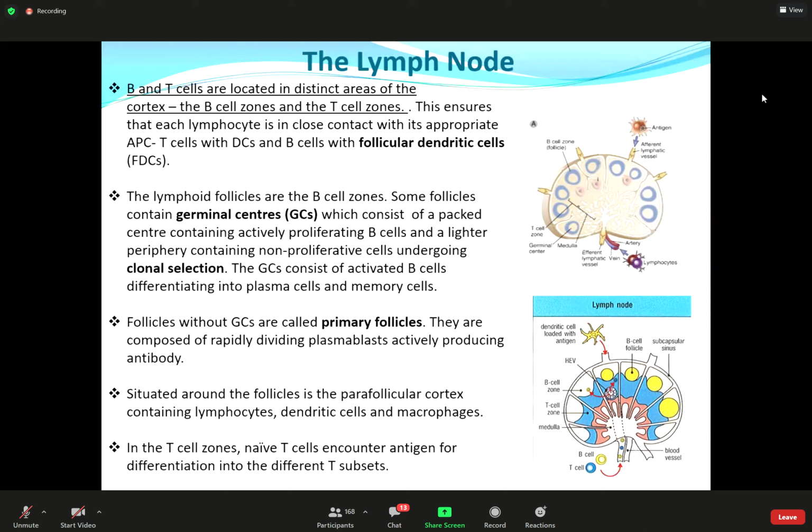Within the medullary region is where T cells reside, and this is where the T cells receive antigen presentation from dendritic cells and macrophages. So this is where the differentiation of the TH0s into TH1, 2, and 17 occurs. So these are called the T cell zones.